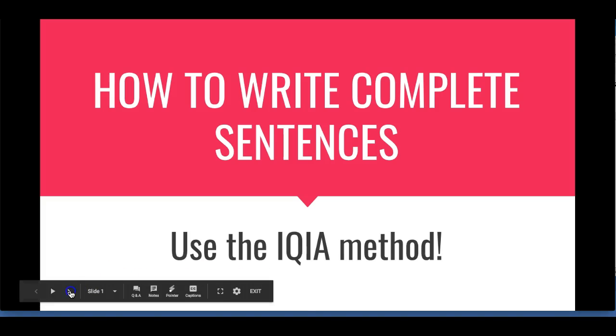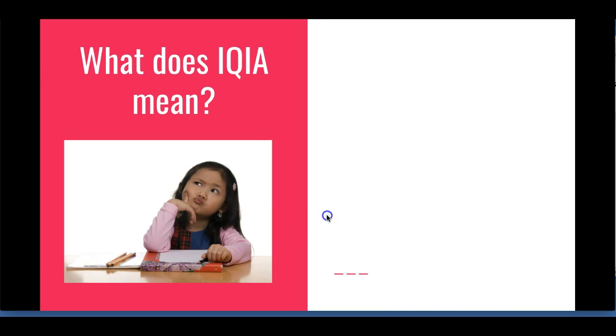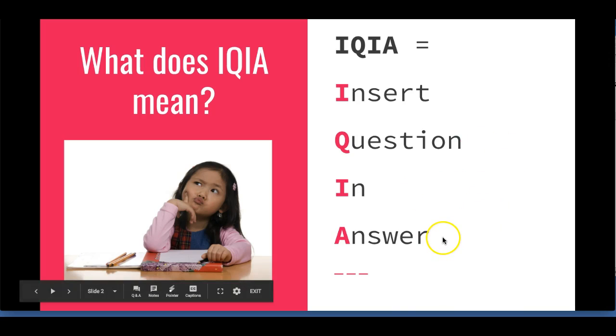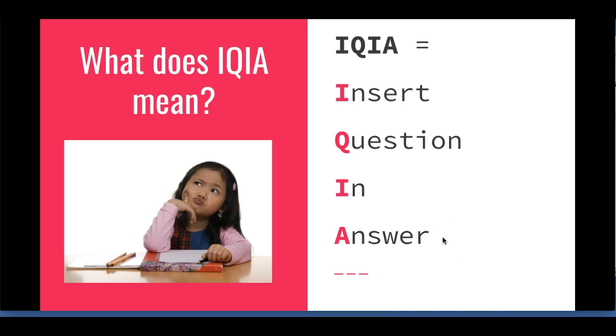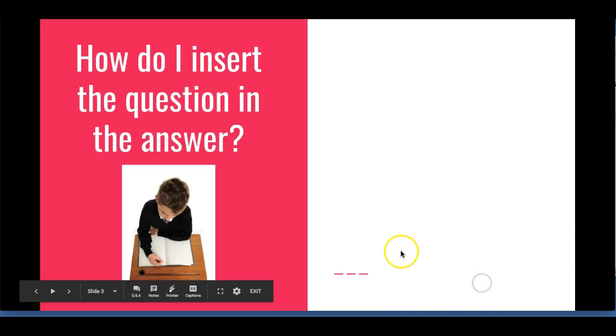This video is designed to help you write complete sentences using the IQIA method. So, what does IQIA mean? Any guesses? IQIA means insert question in answer. So, you have a writing assignment. There's a question that you're required to answer, and you are going to take part of that question and insert or put it into your answer. And I'm going to show you how to do that.